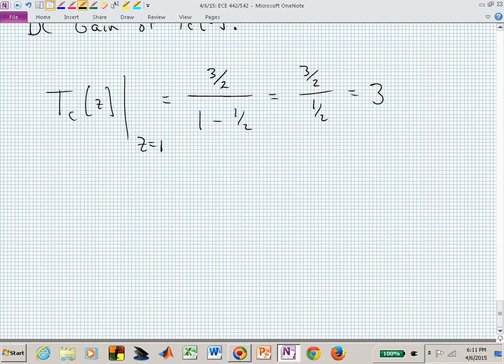So, does that tell you anything? You need to be developing some insight into what this means, which is why I'm going through this. What does this actually mean? You now have a DC gain of 3. What if I said, okay, what's the steady state error to a unit step?